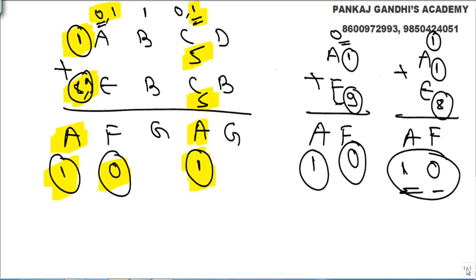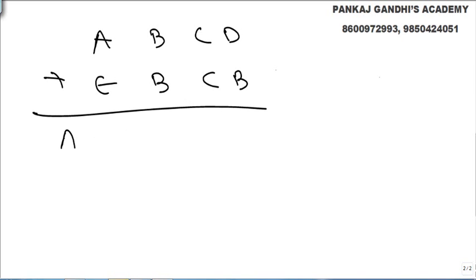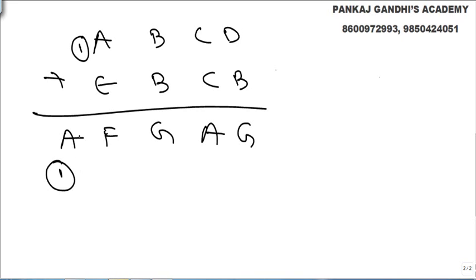What have we done so far? What we knew was ABCD plus EBCB, and we need the summation AFGAG. We have already seen that the carry forward from two numbers can only be 1. If A is 1, the carry forward from this side can be 0 or 1, and from this side it can be 0 or 1. If it's more than 10, it's 1, otherwise 0.